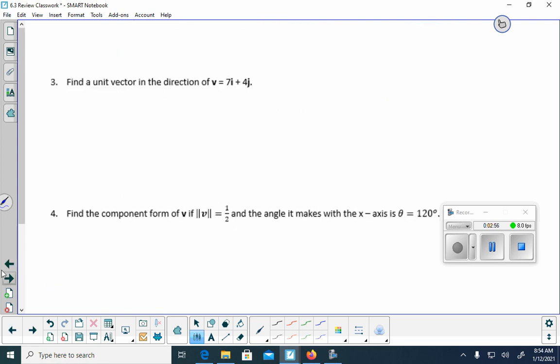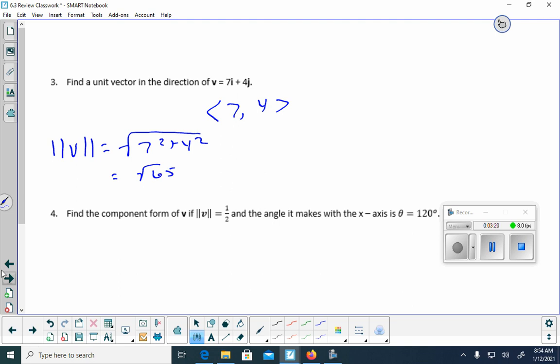Okay, moving on to number 3, find a unit vector in the direction of 7i, 4j. Remember, this is a linear combination. I'm just going to write it in component form. To find the unit vector, the first thing I have to do is find the magnitude of v. So I'm going to do that by taking the square root of 7 squared plus 4 squared. And when I do that, I get the square root of 65.